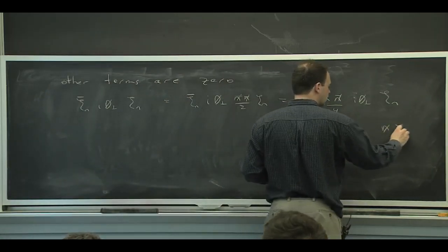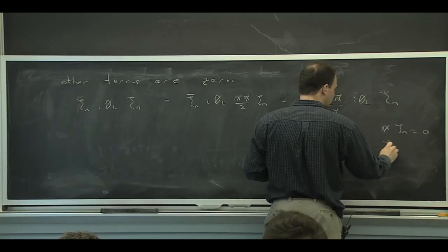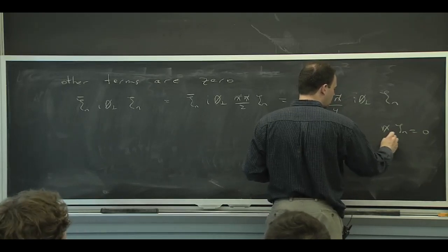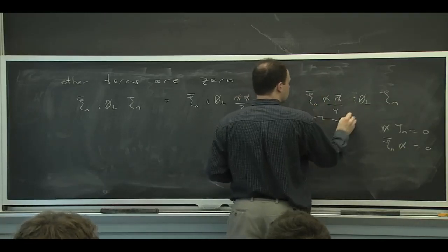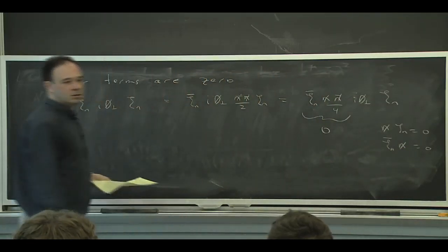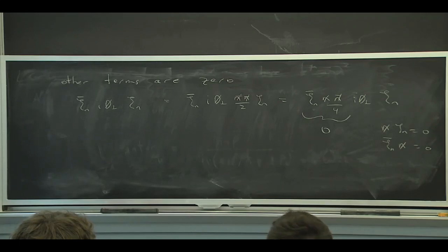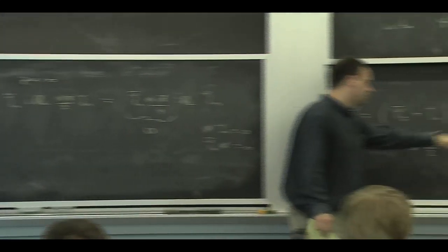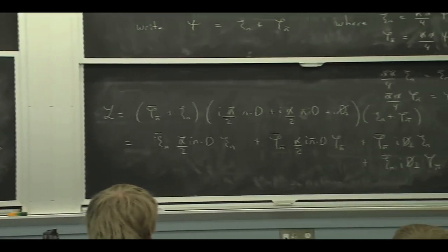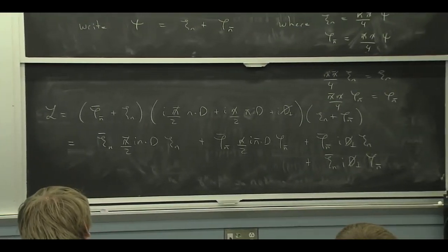So n slash on Cn was 0, remember. And if you take the dagger and make it into a barred relation, you also have this formula. So this is 0. And a similar thing, by inserting projectors, we can figure out which terms are non-zero. And these ones I'm writing are the non-zero ones. This guy's 0, that's why I didn't write it.